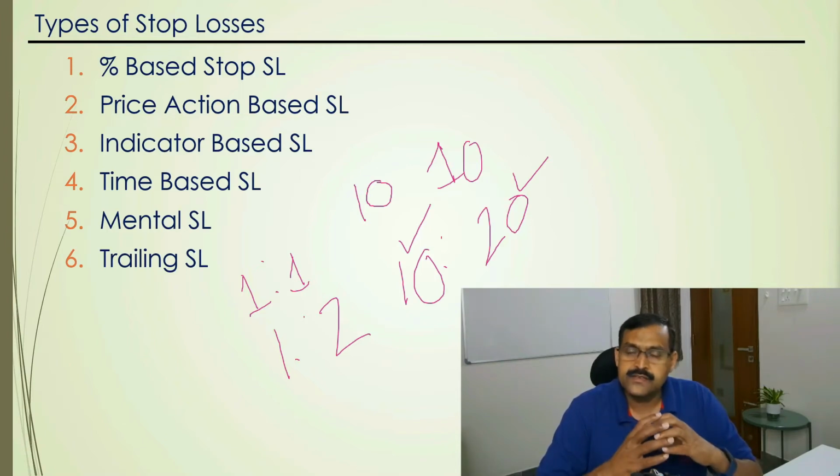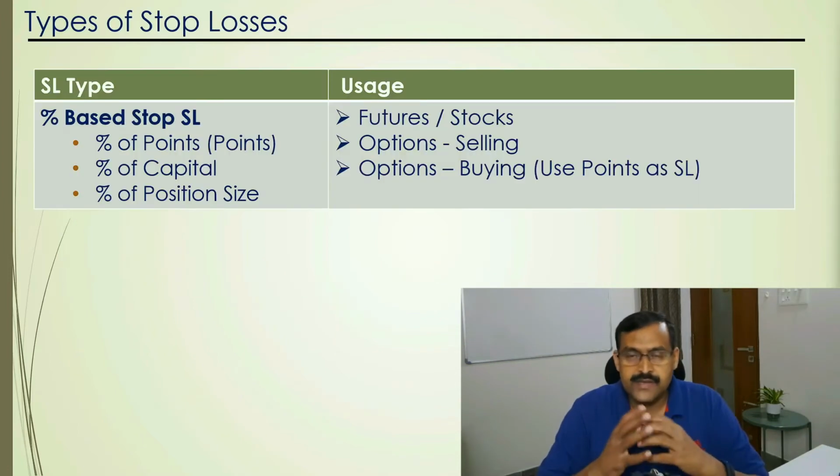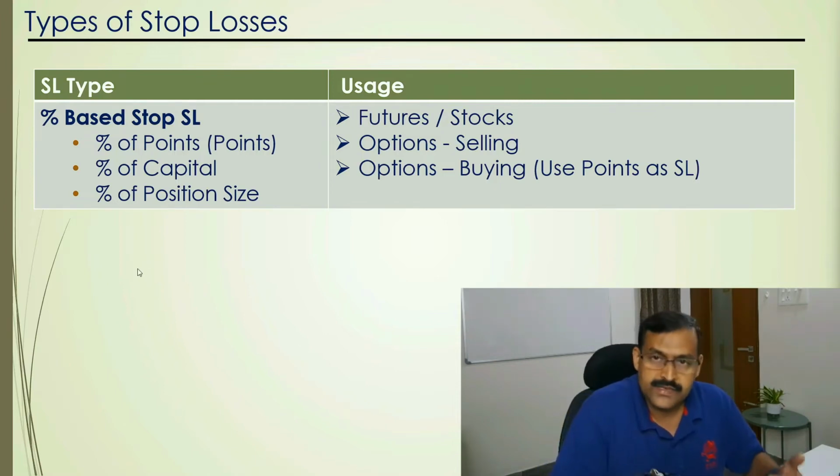Based on these factors, you can choose the particular type of stop loss for a particular type of trade. The first type of stop loss is the percentage based stop loss. In that again, you can go for percentage of points, that is nothing but the points, or the percentage of the capital, or the percentage of the position size. The percentage of points or points based stop loss I already covered in my previous explanations.